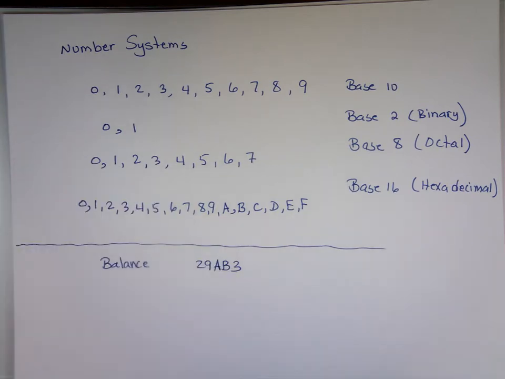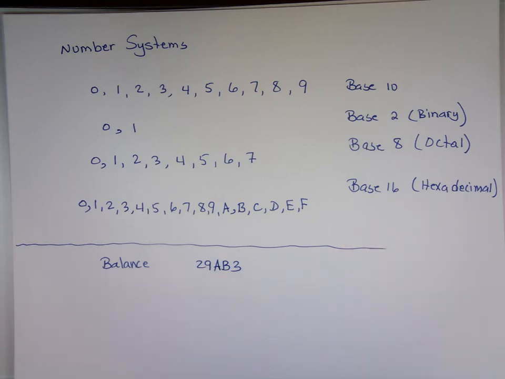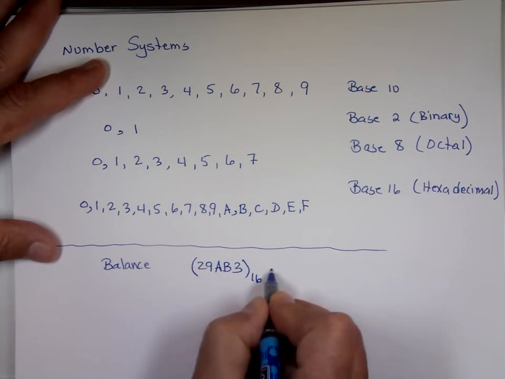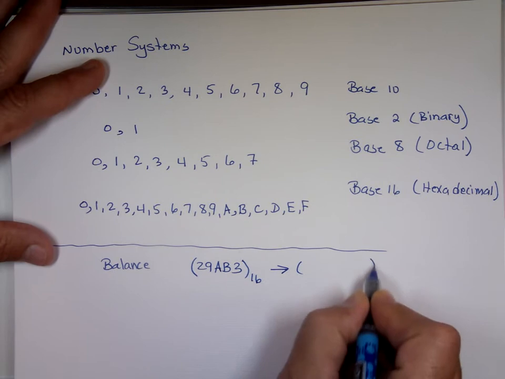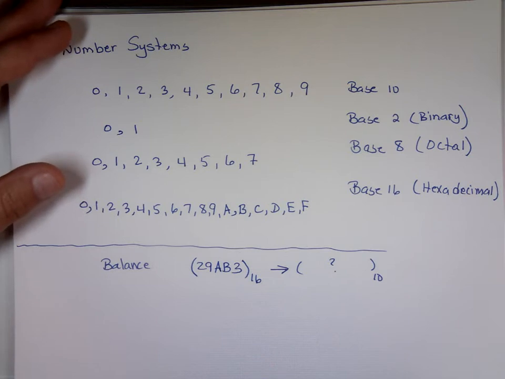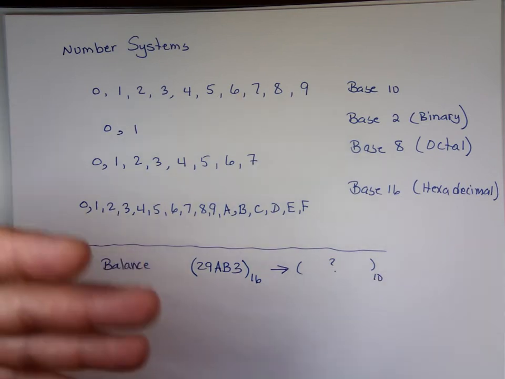I don't understand what that one is. Do I have 29,000? Do I have 100,000? What do I have? So I need to be able to convert that number from hexadecimal to something I can understand, base 10. So this is base 16. How do I change that to base 10? Or maybe I want to change it to binary, base 2. So that's really what I'm going to be doing today, converting numbers from one base to another.